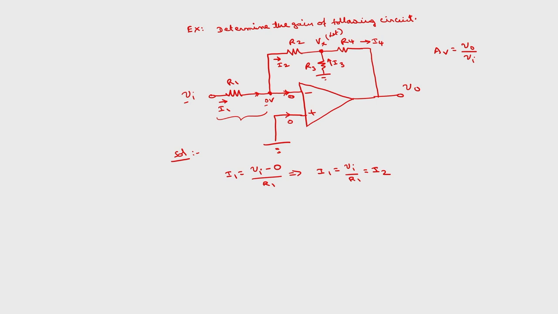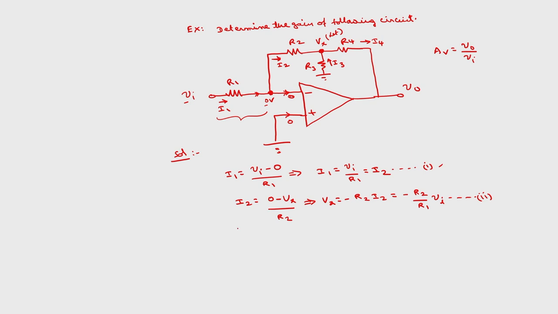In order to find Vx in terms of Vi, if I consider between this point and this point, the current is I2 in this direction. So I2 is given by, this is 0 volts, so 0 minus Vx divided by R2, which implies Vx is equal to minus R2 I2. But what is I2 from equation 1? This is equal to minus R2 by R1 times Vi. This is equation 2. This is the expression for Vx, and this is the expression for I1 and I2.